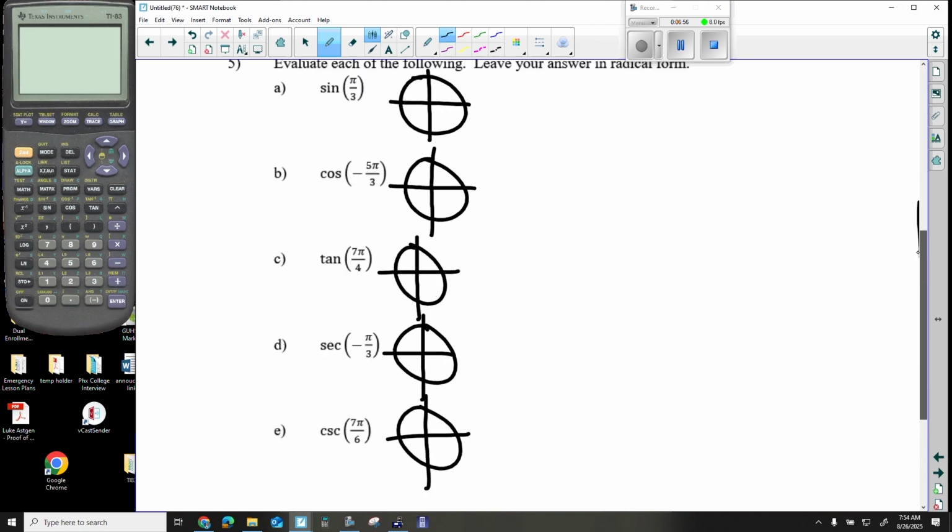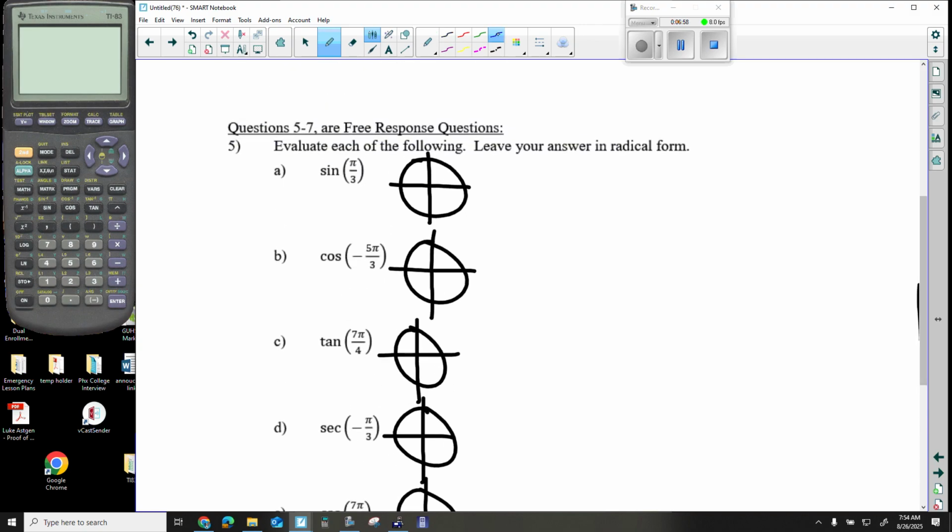All right, here we go. Here we have pi over 3, which is right there. So that's 1/2, √3/2. We want the sine. Sine is the y coordinate, so this is going to be √3/2.